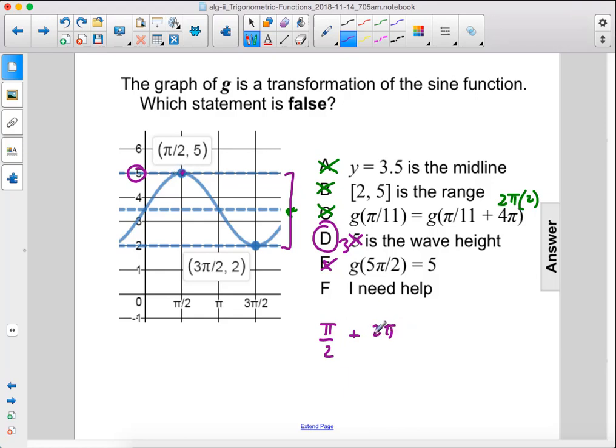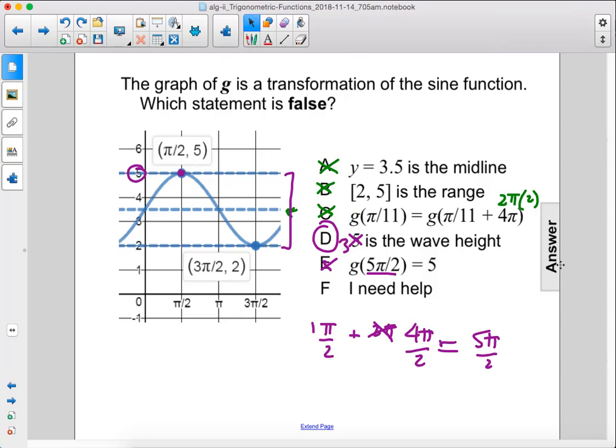2 pi can also be written as 4 pi over 2, plus 1 pi over 2 gives us 5 pi over 2. So we know that this point over here somewhere is going to have the same value as this point there. The answer to this problem is D.